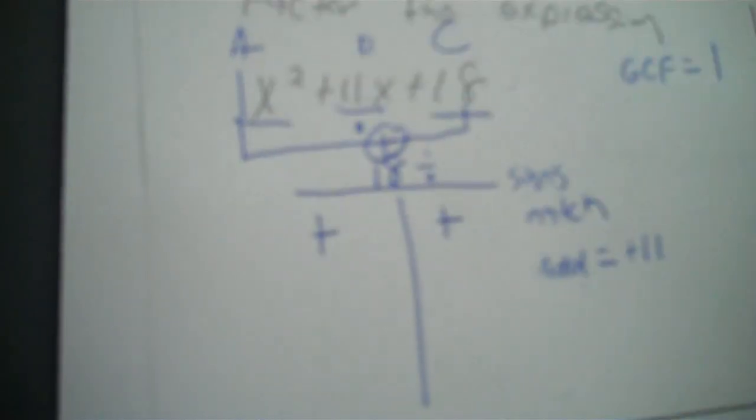Okay, so I got the signs identified. Now, I'm going to find what goes here and what goes here. I have to find 2 factors of 18 that add to positive 11. So put a little division sign next to your 18. You start dividing 18 by integers, so by 1. 1 and 18, so I put the number I divided by and the answer I got. Does that add to positive 11? No, it adds to positive 19, so out.